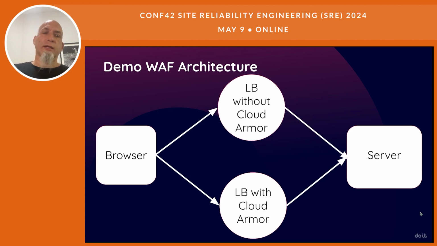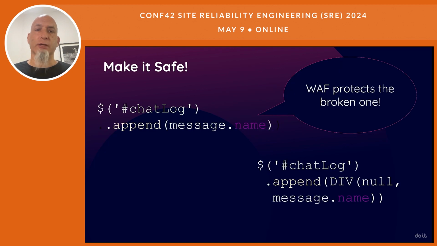This is the architecture. One server can be reached through a load balancer that does not have Cloud Armor, or through a load balancer that does have Cloud Armor from the same browser. Two different routes, actually two different subdomains, with and without protection.